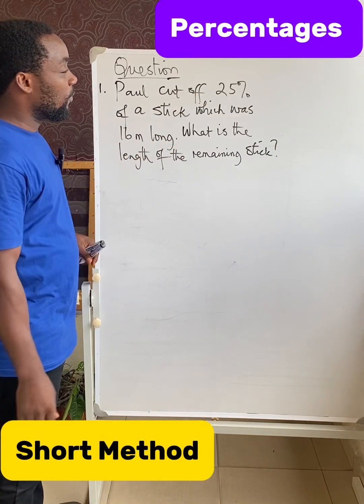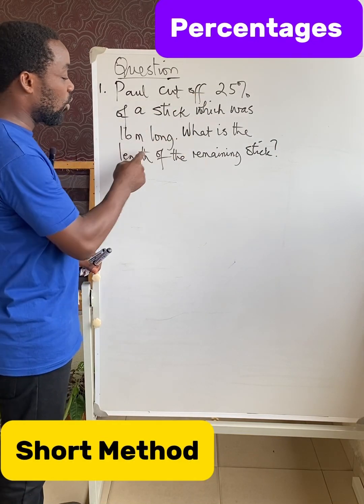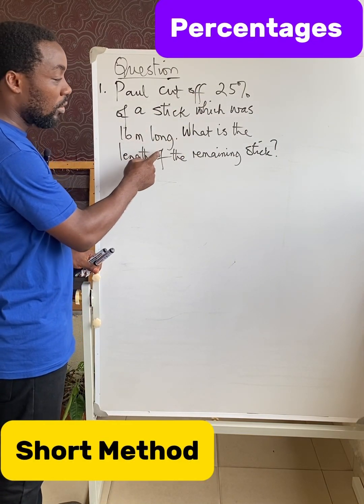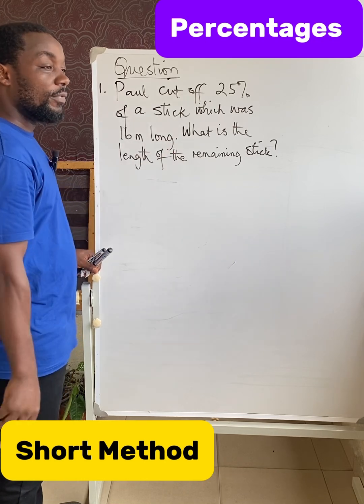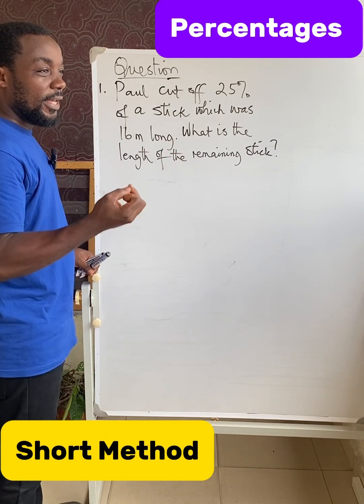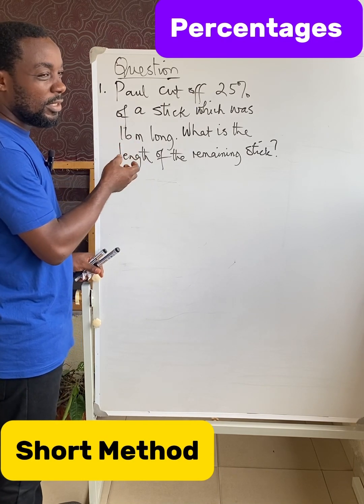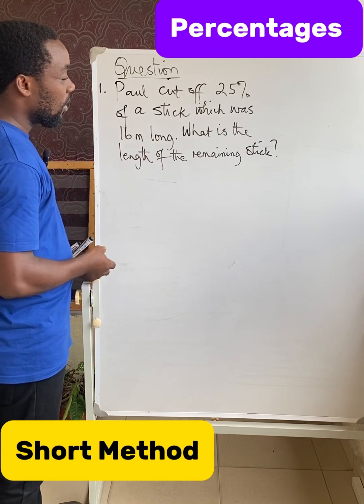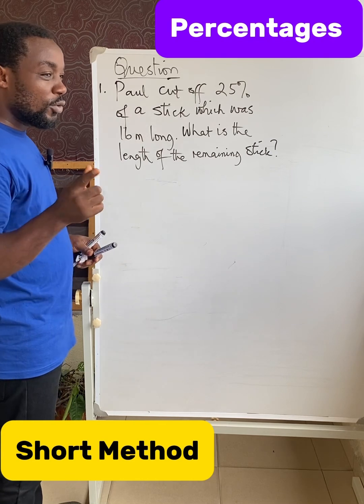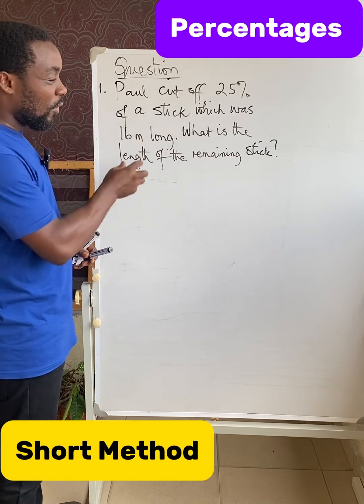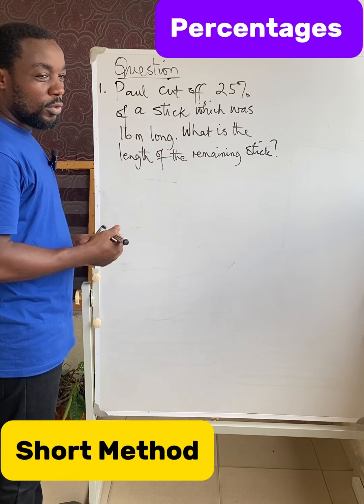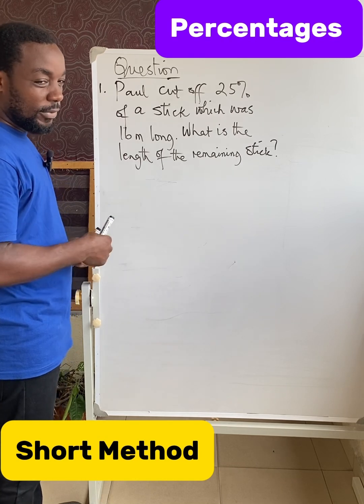Paul cut off 25% of a stick, which was 16 meters long. What is the length of the remaining stick? The thing I want to show you in this question is not even about the question itself, because this is a very simple question. It's basic math. But what I want to show you is there are two ways to solving this question. What I would call the long method and the short method.